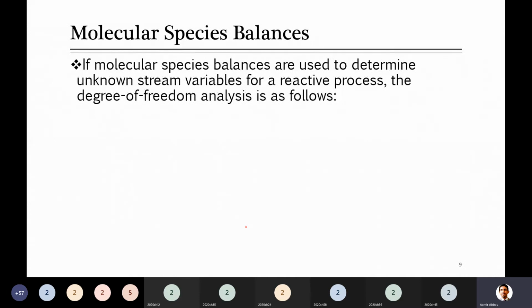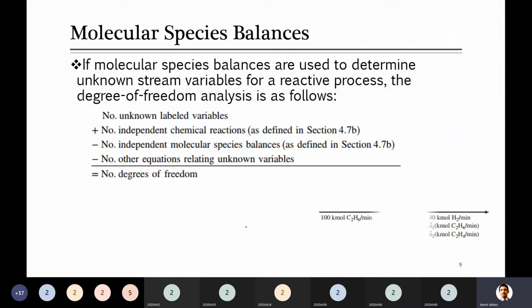Now let's look at the reacting system. Whenever you have some system like here in the example, where C2H6 dehydrogenation is taking place, first of all, always write the same simple formula: number of degrees of freedom is equal to, first of all, the same thing, number of unknown variables. Here he said unknown labeled variables, meaning unknown variables. Next, plus number of independent chemical reactions.